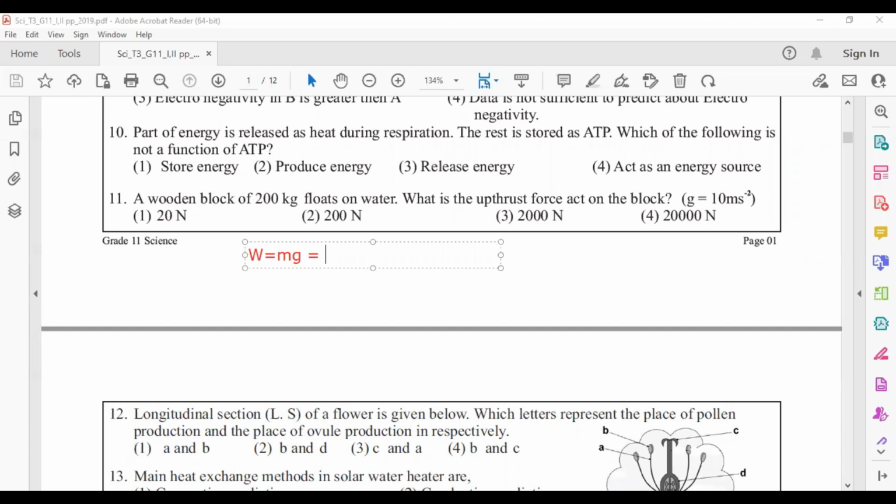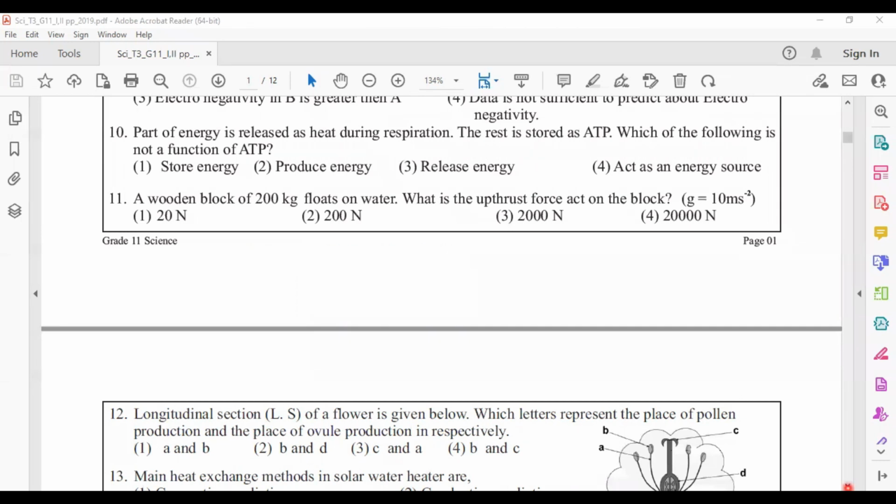Here the mass is given in kilograms. Always you have to substitute the mass in kilograms and multiply it with g, meaning the gravitational acceleration. The answer is 2000 Newton. Then that weight is equal to the upthrust. Answer number 3.